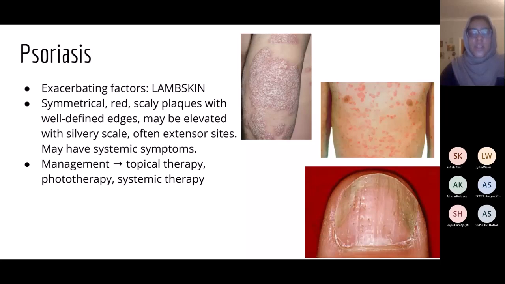The management is quite similar to eczema in the sense that, again, there are lifestyle factors, but also using lots of emollients can help with reducing the itchiness associated with psoriasis. But the thing with psoriasis is that your steroid usage is more intense.